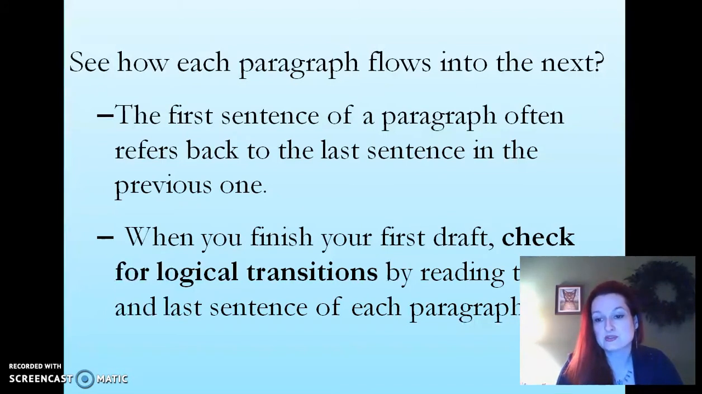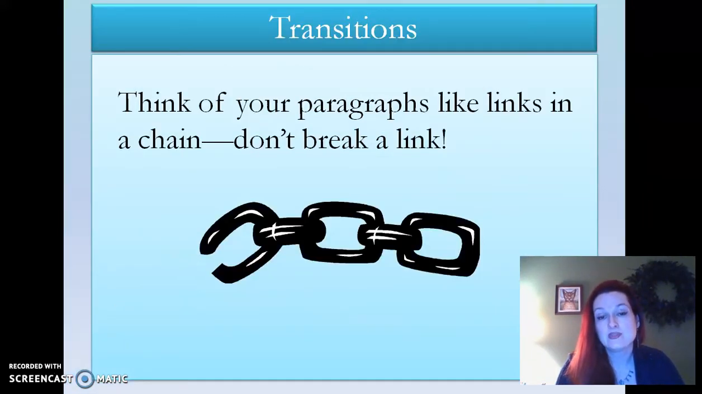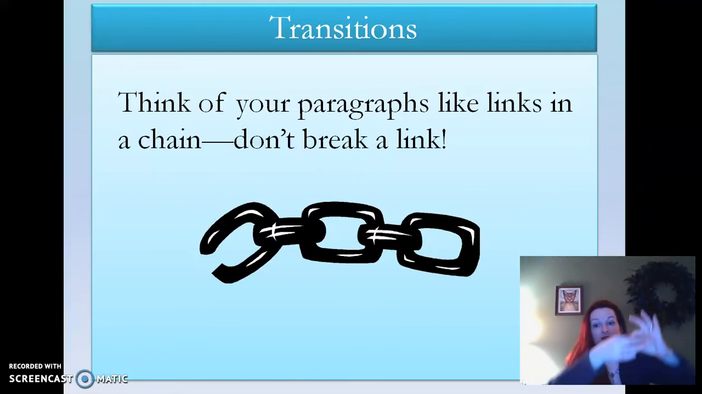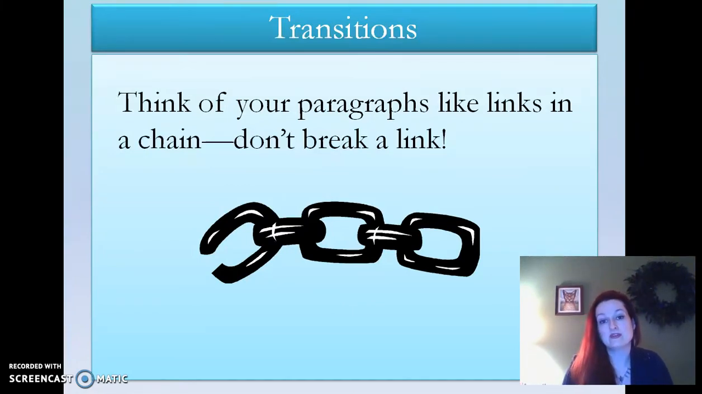When you finish your first draft of a paper, check your paper for logical transitions. And you can do this by reading the first and last sentence of each paragraph and see, do they relate? And is there a nice smooth flow from idea to idea? Think of it like a chain. A link chain, and each paragraph is a link in that chain, and you don't want any weak links and you don't want any breaks in the chain. So you want everything to connect very smoothly and very logically.